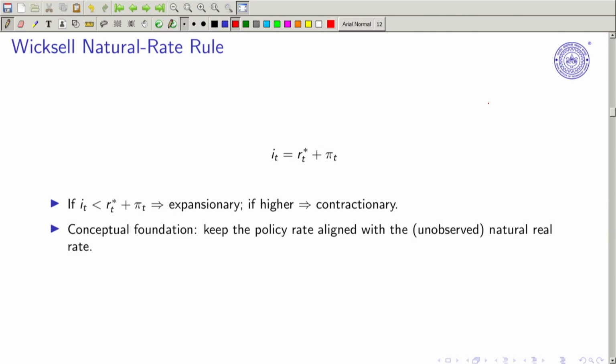What it means is, as I mentioned, let's break this down further. So here we have RT star is equal to, we can also write this as IT minus pi t, right?